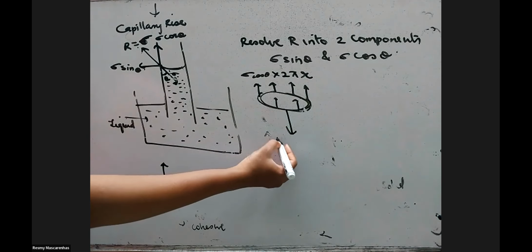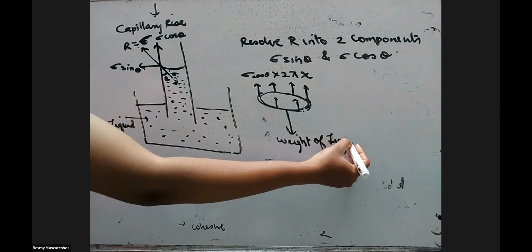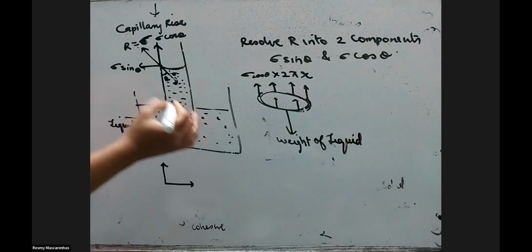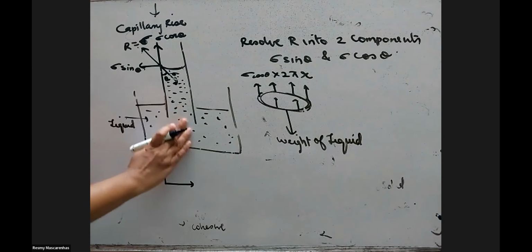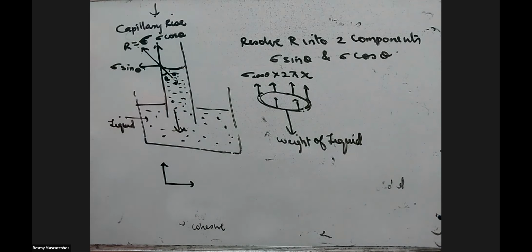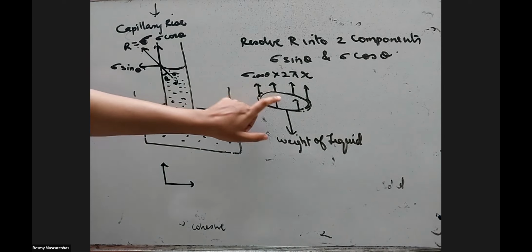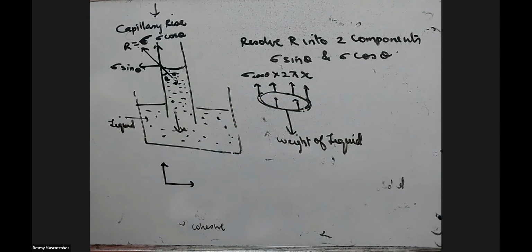And this is the opposing weight of the liquid acting. This side will be the weight of the liquid. The opposite side is sigma cos theta, and this side is the weight of the liquid, that is mg, mass into gravity. So only this is important for you to derive the formula for the surface tension.